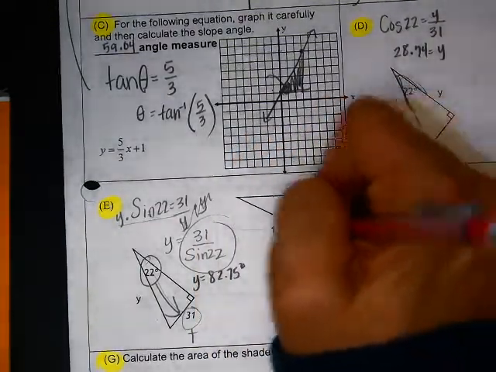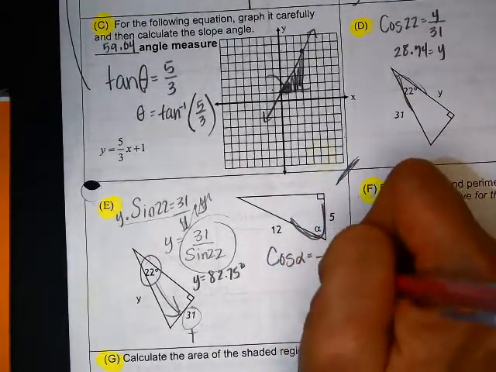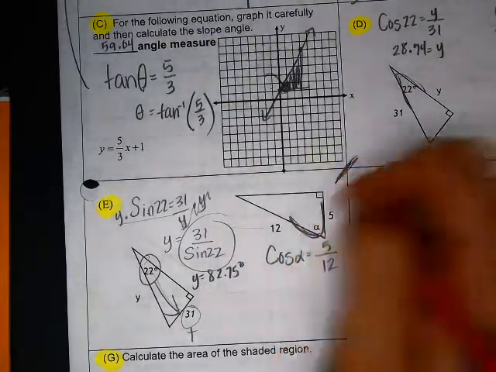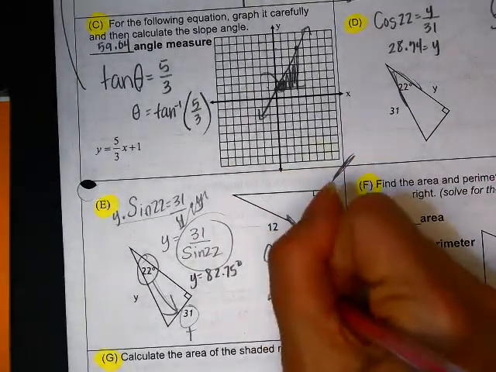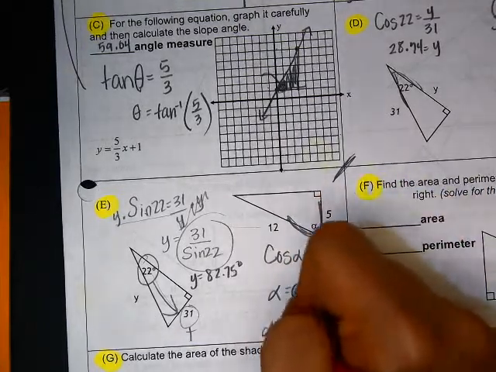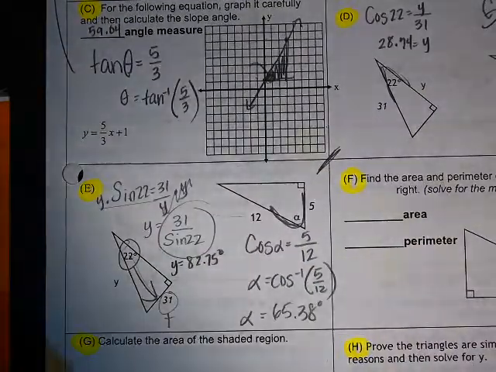This one here, cos is close. So we want cosine. Remember, the hypotenuse is always on the bottom. We put a little 5 on top. We do the inverse cosine. So what you actually plug into your calculator is all that mess. And you get 65.38 degrees.